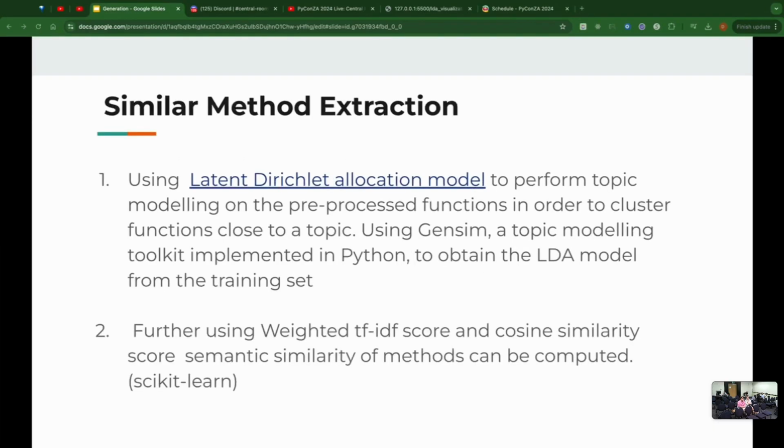So overall, how exactly we will go about similar method extraction is we will use a latent Dirichlet allocation model for the topic modeling approach. For this, we'll use Gensim, and then we will use the weighted TF-IDF score and cosine similarity to compute the semantic similarity.